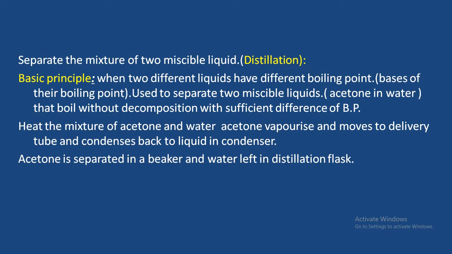When we mix two liquids and they mix thoroughly, so that no liquid is visible to us, or we can say only the solvent is visible to us, that mixture is known as a mixture of two miscible liquids. We cannot see the two different types of liquid, and this mixture of two different miscible liquids can be separated by the process of distillation.